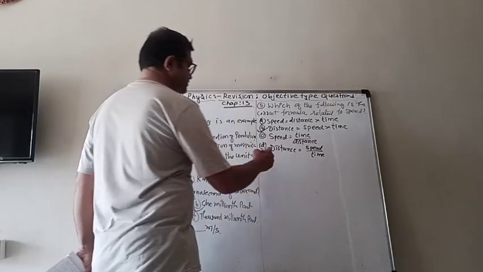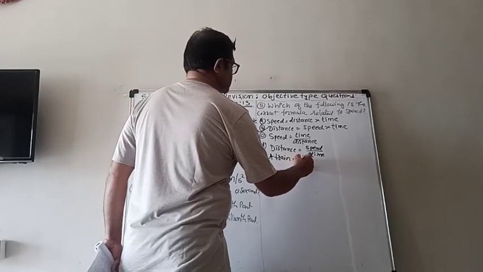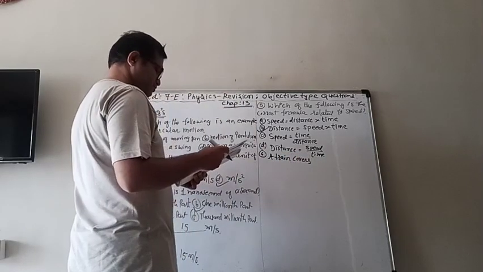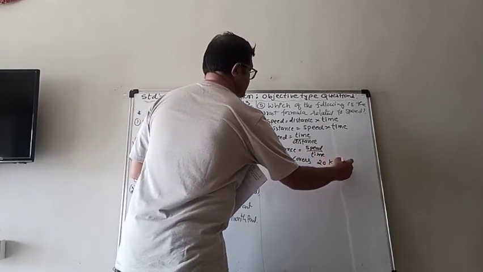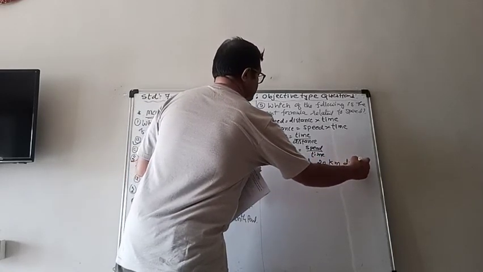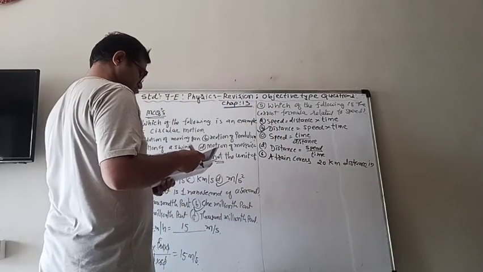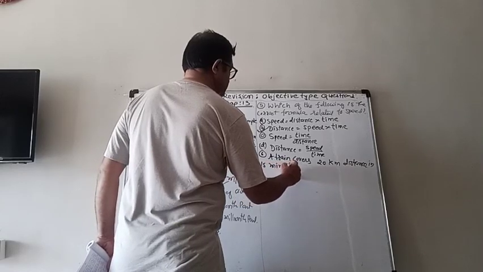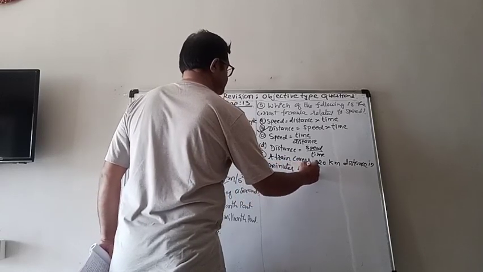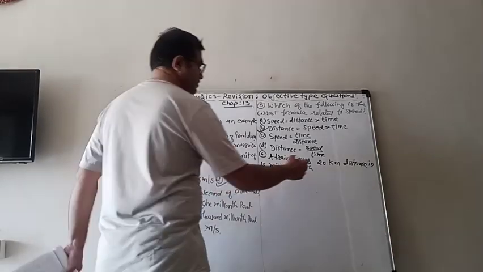A train covers 20 kilometer distance in 15 minutes with constant speed.